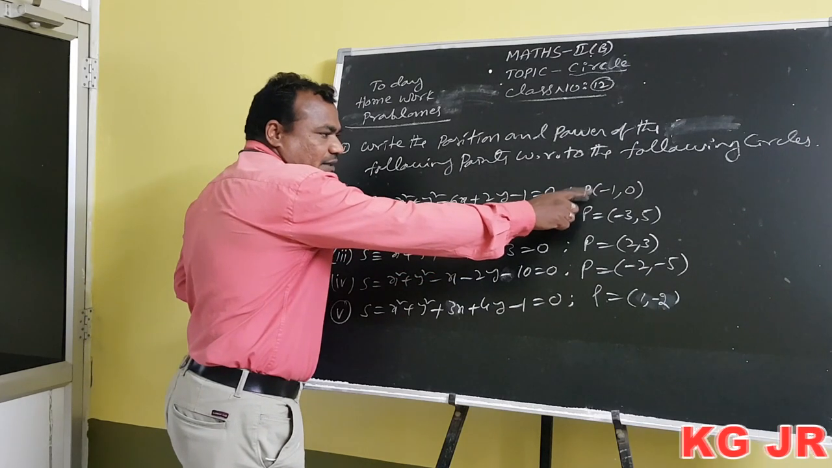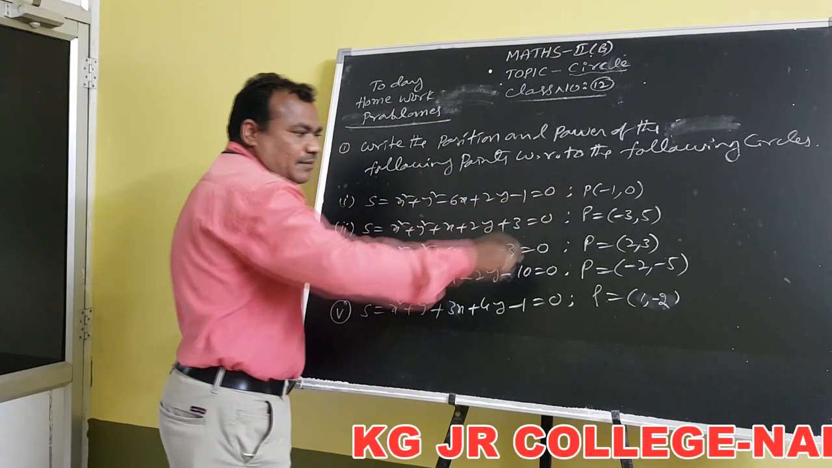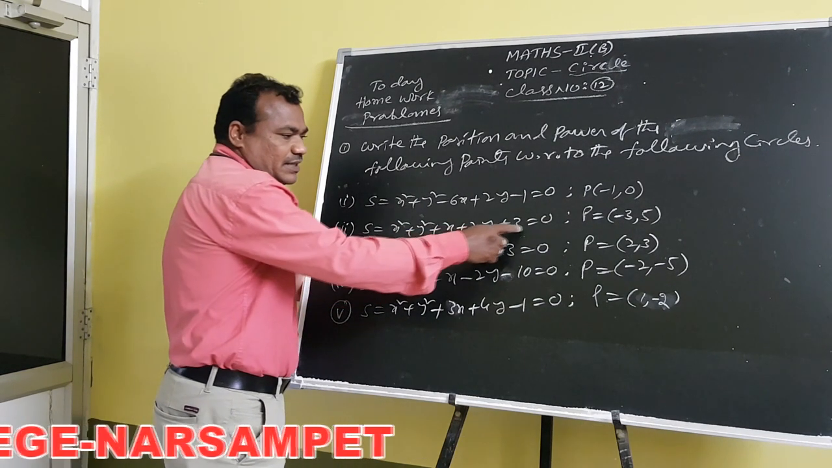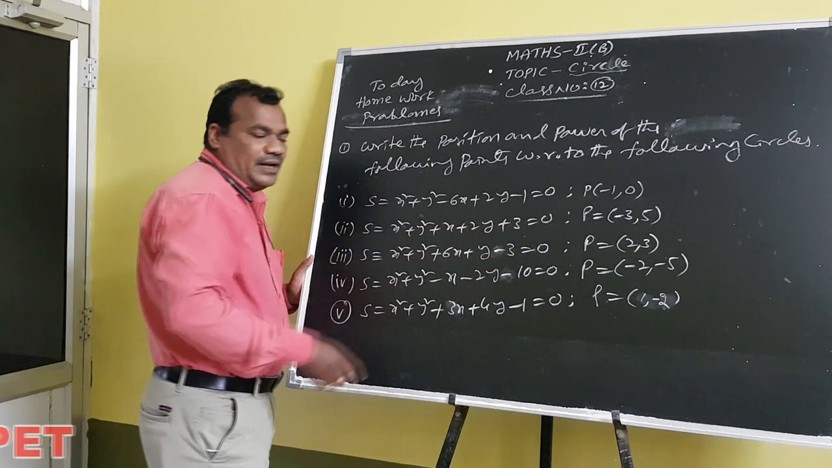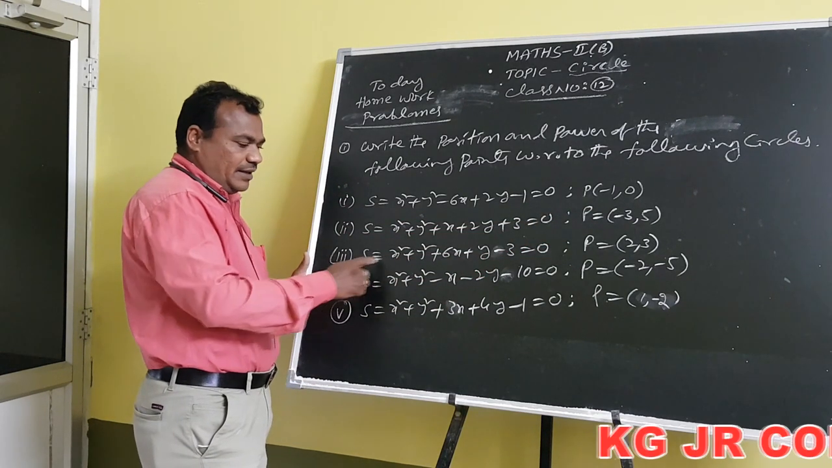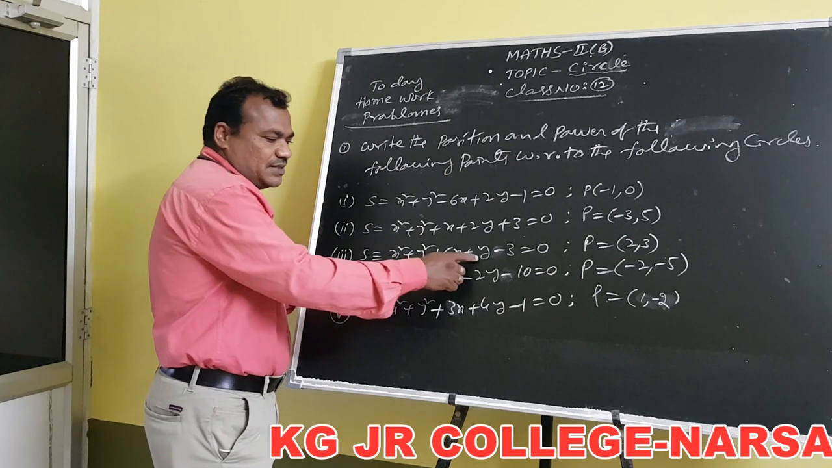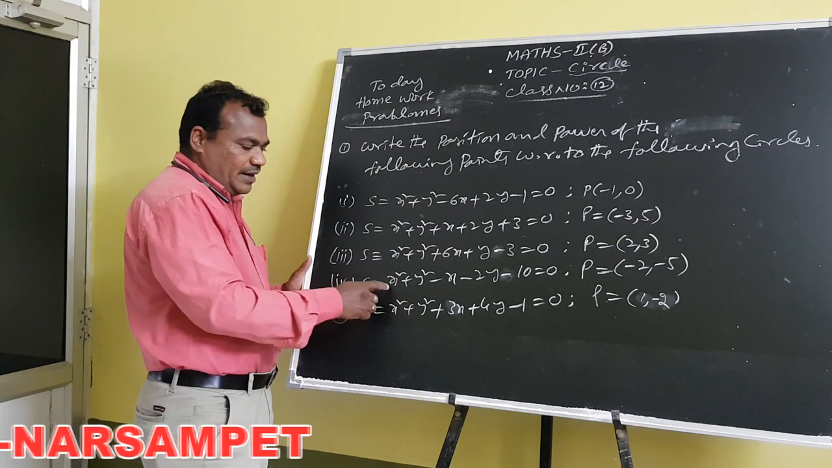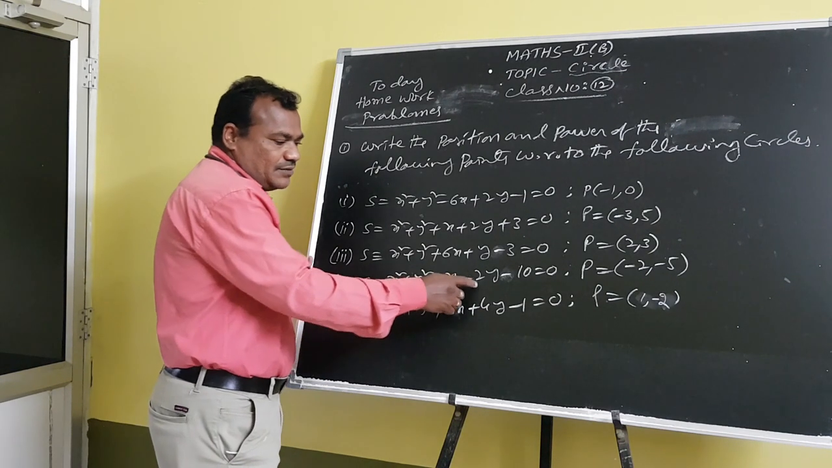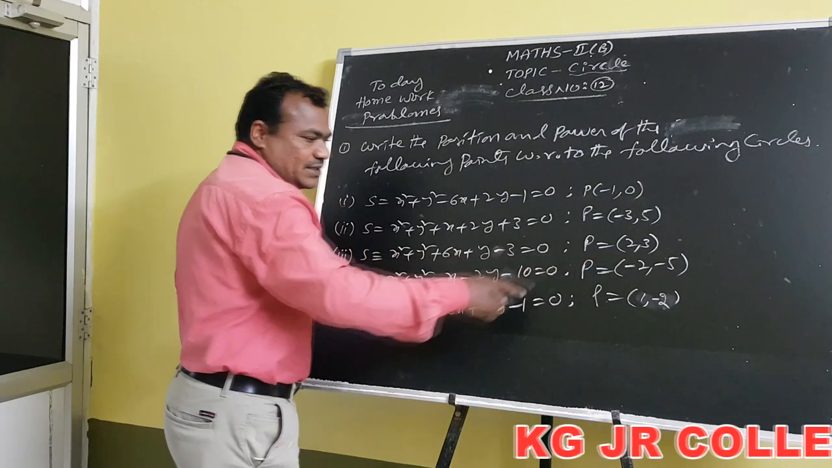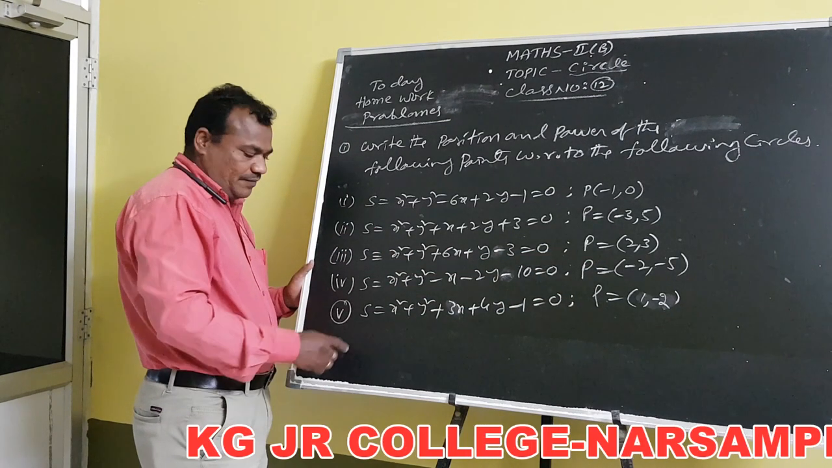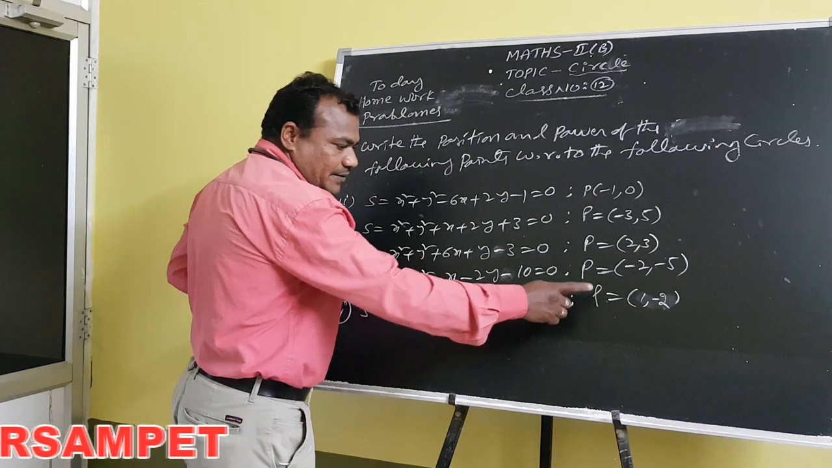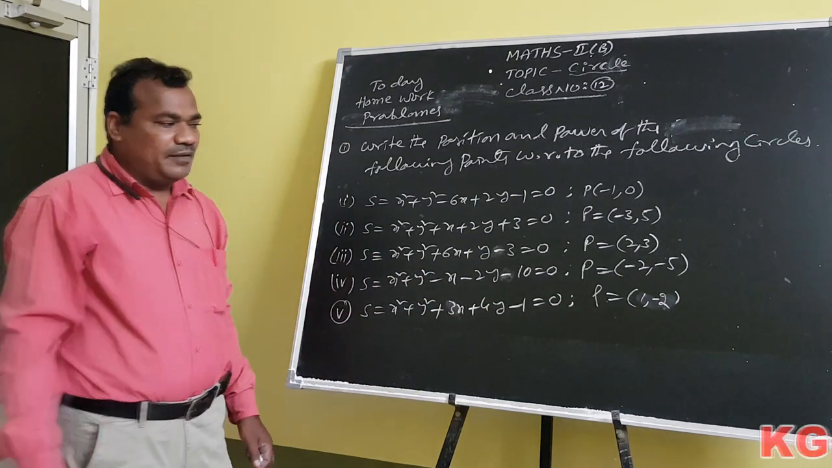To verify this, the position of the point (-1, 0); and x² + y² + x + 2y + 3 = 0 with the point (-3, 5); and x² + y² + 6x + y - 3 = 0 with the point (2, 3); and x² + y² - x - 2y - 10 = 0 with the point (-2, -5); and x² + y² + 3x + 4y - 1 = 0 with the point (1, -2).